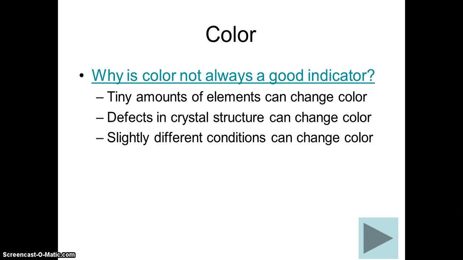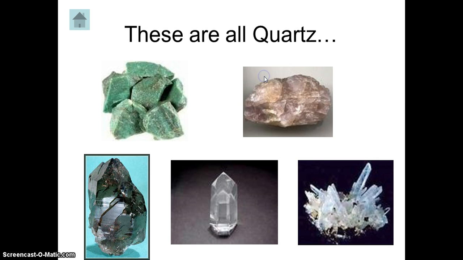So, let's talk about color. The very first thing that a lot of you looked for when you were classifying your minerals was what color is it? And color is not always a good indicator. Okay? First of all, tiny amounts of elements in a mineral can change the color. Defects in the crystal structure can change the color, and slightly different conditions when the mineral was formed can change the color. So when we're trying to identify a mineral, color is not always a good indicator of that, even though it is the most obvious.